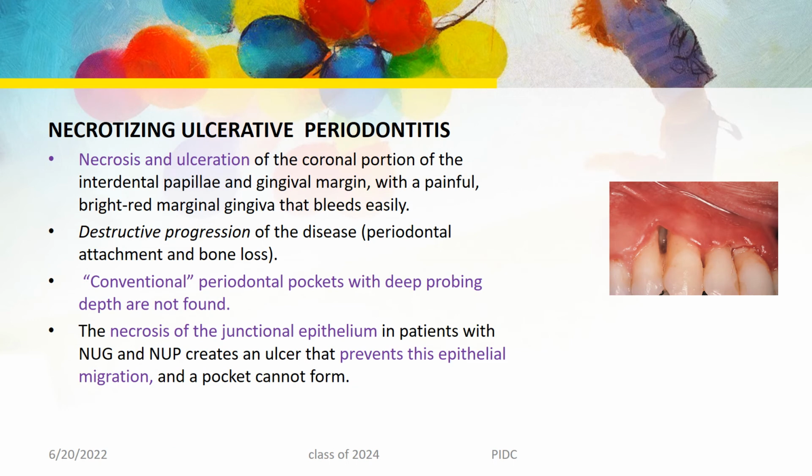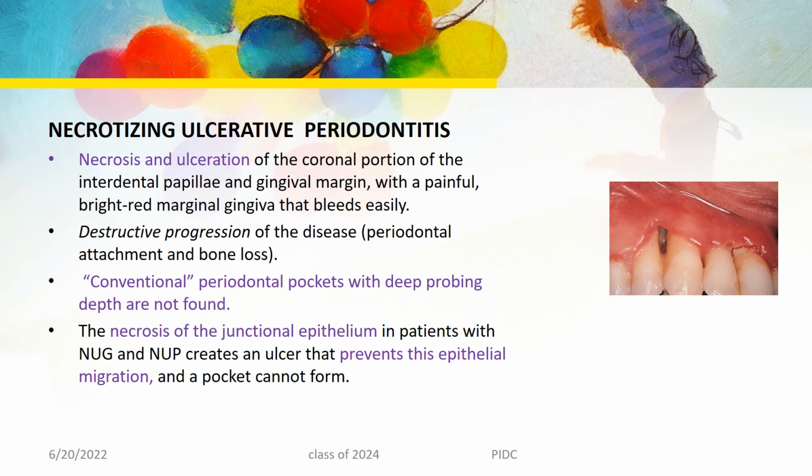Necrotizing ulcerative periodontitis, on the other hand, is necrosis and ulceration of the coronal portion of the interdental papilla and gingival margin with a painful bright red marginal gingiva that bleeds easily. So this involves more of the periodontal structures, unlike gingivitis. Here, there is a destructive progression of the disease involving the periodontal attachment and bone loss.